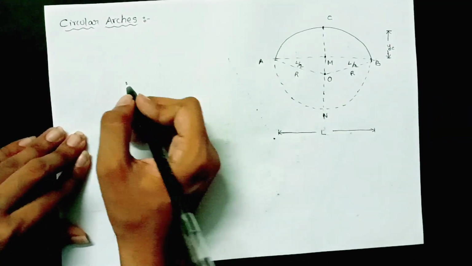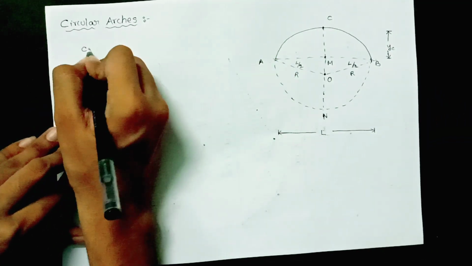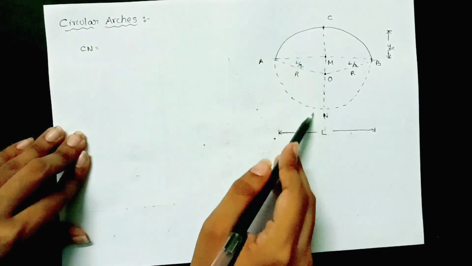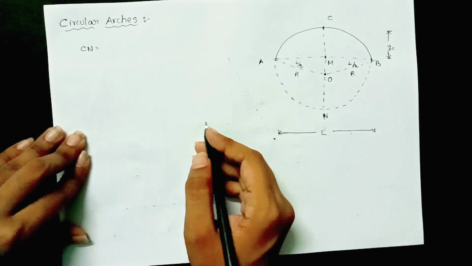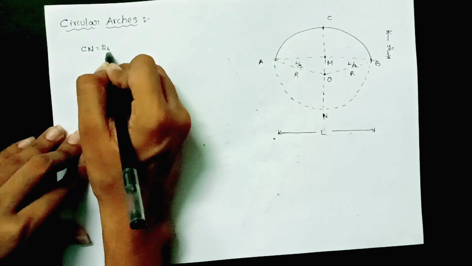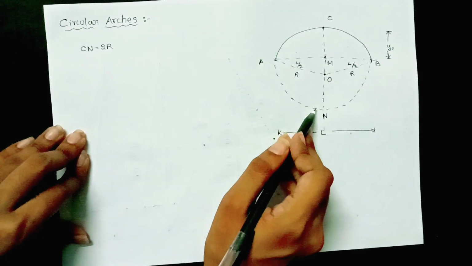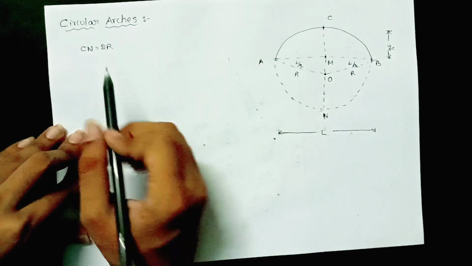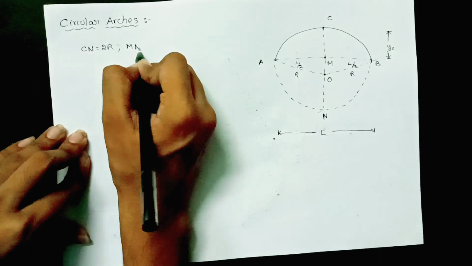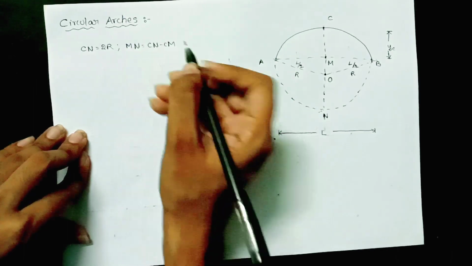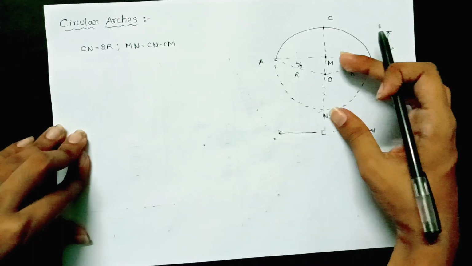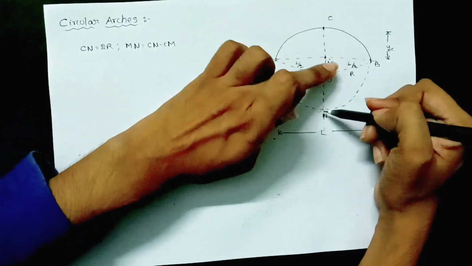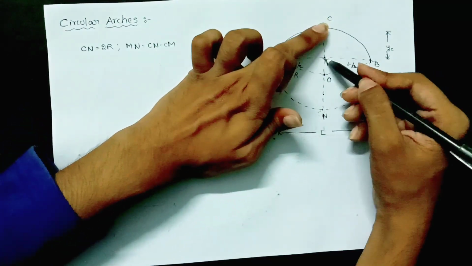Now we are starting the derivation. First of all, CN equal to the diameter. This is C and this is N. Diameter equal to 2 times the radius, 2r. CN is the diameter of the circle. Now MN equal to CN minus CM. Now I want this part, MN, which equals CN minus CM.